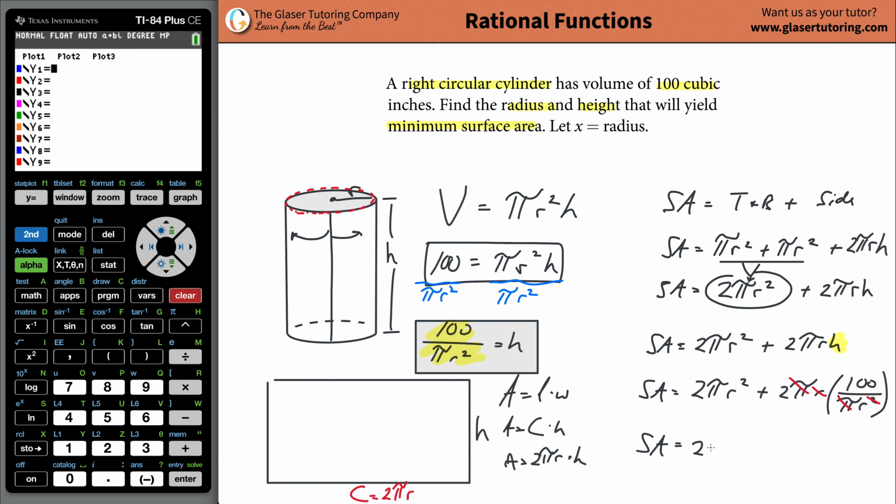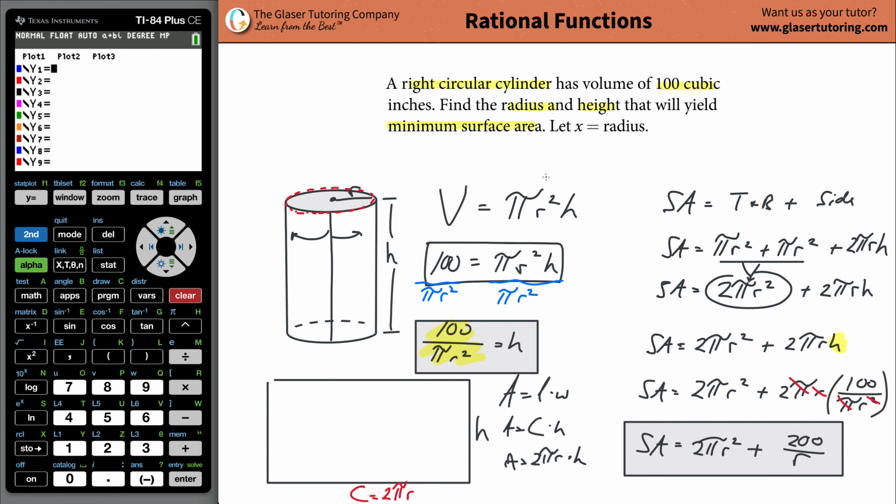This is now the same equivalent formula for surface area, where it is simply a function of the radius. So this is 100 over r, and you can combine this. What's 100 times 2? Obviously, that's 200. So you can just write this as 200 over r.